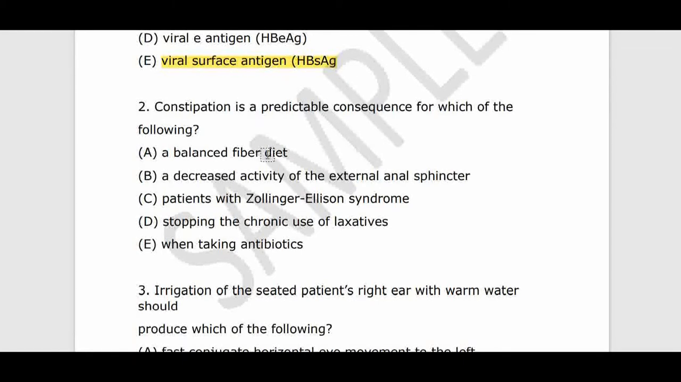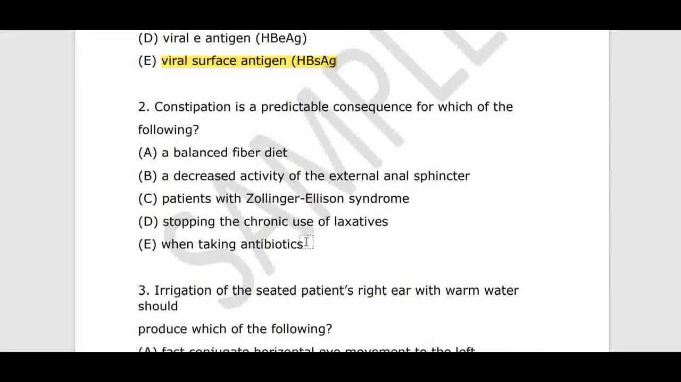You see this in patients that have a gastrinoma, okay? All these multiple endocrine neoplasia patients, you see this in them. Stopping chronic use of laxative, okay? Chronic use of laxative is not good, although laxative should cause diarrhea ordinarily. Chronic use of laxative can actually cause constipation, but that is a very terminal effect. However, it is predictable that if you're taking laxative and you stop it, a patient should be constipated.